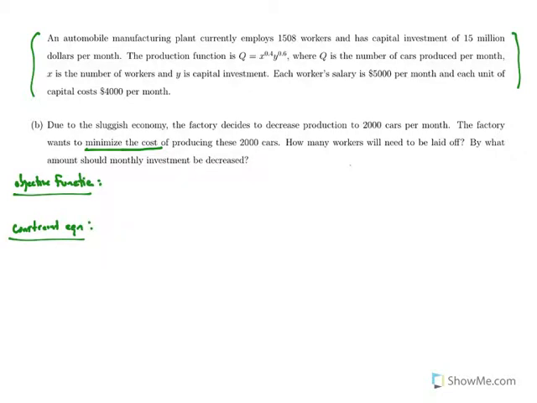So the objective function is what we're trying to maximize or minimize. And in this case, that is going to be the cost. So cost is going to be $5,000 per laborer, X, per worker, plus $4,000 per unit of capital, Y. And that's going to be what we're going to try to minimize here. We want to minimize this function. So this is our f of xy here.